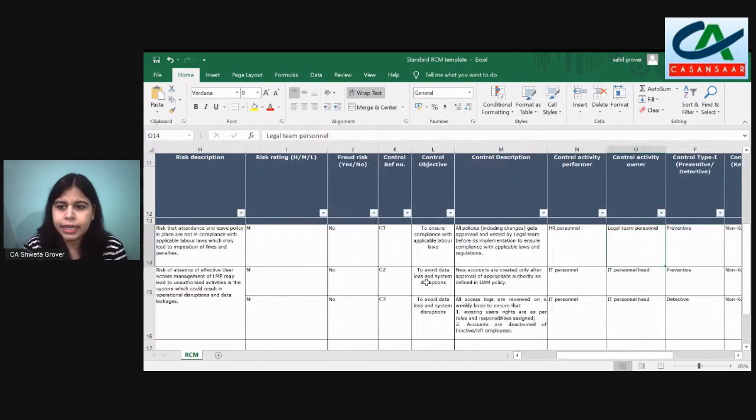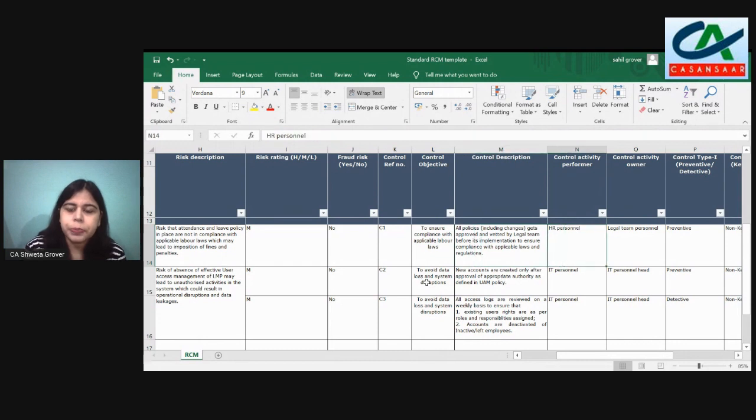As I said, generally when we put these control details, we add the control reference number, control objective, control description, and we mention only the control activity owner. However, my personal suggestion would be that you should mention the control activity performer also, because it will first give you the SOD compliance, that is segregation of duties. You will get some idea whether proper SOD is being followed here or not.